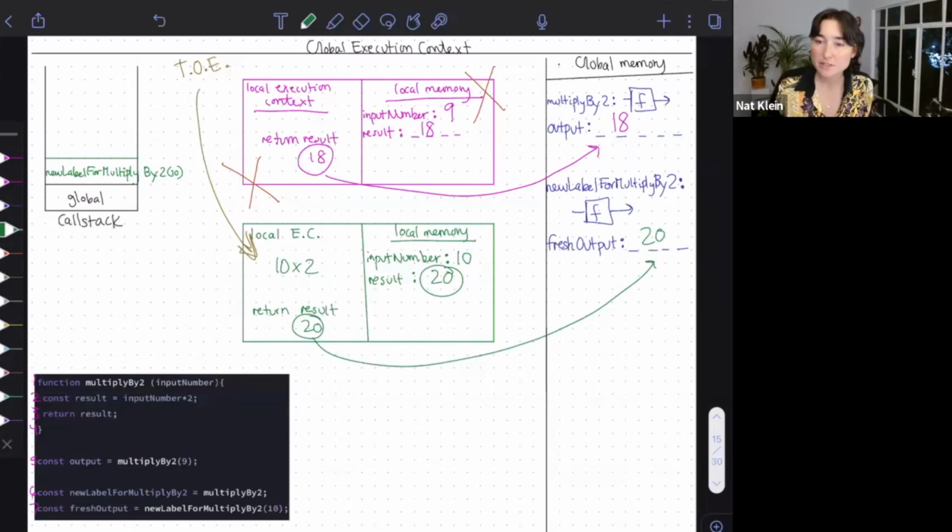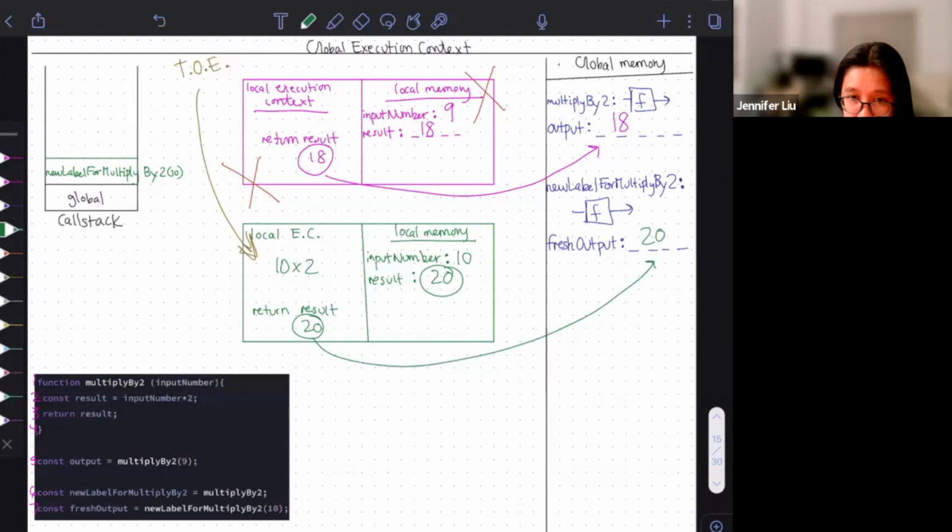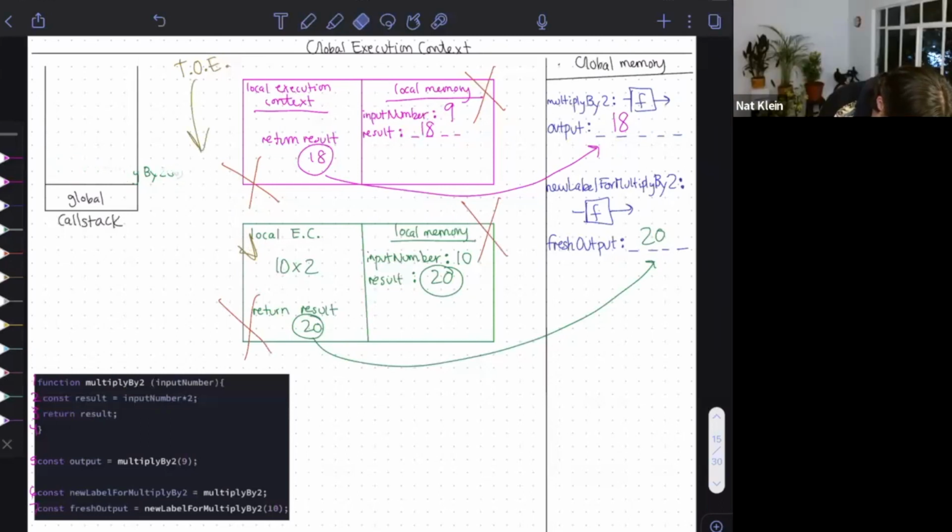So what happens at this point to the local execution context? We garbage collect it, weave out the thread of execution to global execution, and pop off the new label for multiply by 2 from the call stack. Yeah, awesome. All right, there we go. It's gone. We are now back in our global execution. We have done everything that this code was asking of us. We are finished. Everyone give a round of applause for Jennifer.